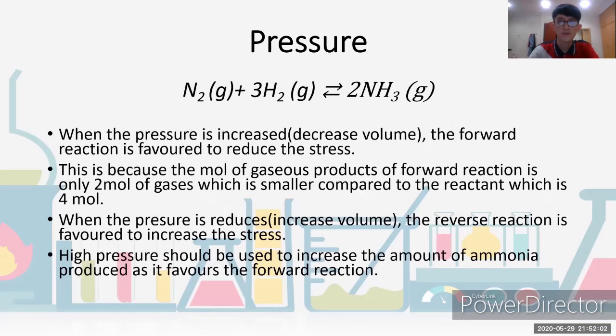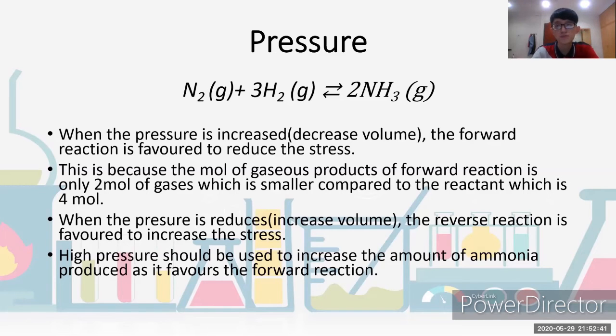On the other hand, the reaction of the Haber process will be affected by this factor. When the pressure is increased or we decrease the volume, the forward reaction is favored to reduce the stress. This is because the moles of gas product of the forward reaction is only 2 moles, which is smaller compared to the reactants, which is 4 moles.